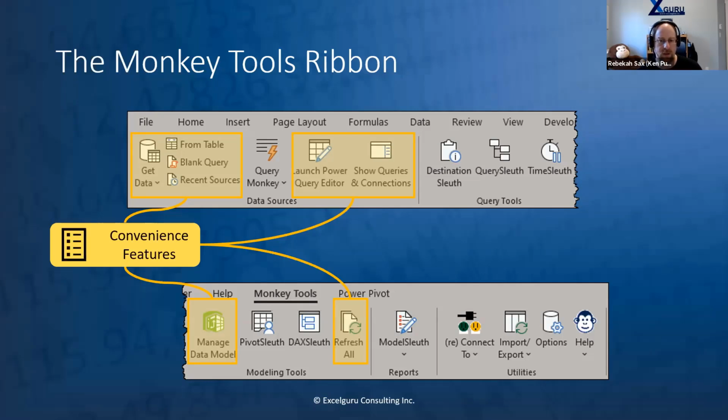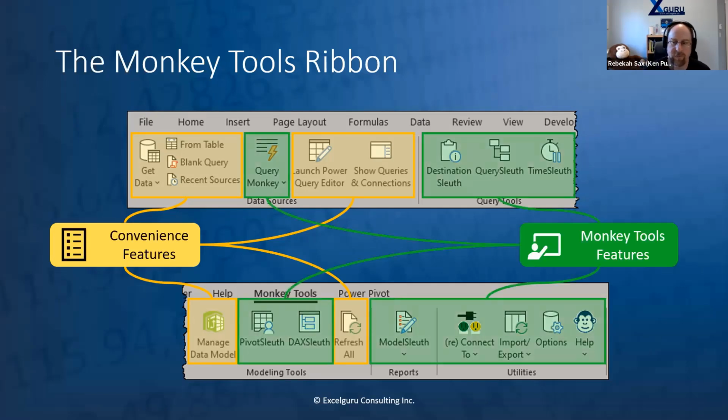In addition to the convenience features, this is where we come in. We've added a whole bunch of specific features for Monkey Tools: the Query Monkey, Destination Sleuth, Query Sleuth, Time Sleuth. What you'll see here is that we have 2 different types of commands generally. We've got things called monkeys. They're going to go and actually inject new things into your file.